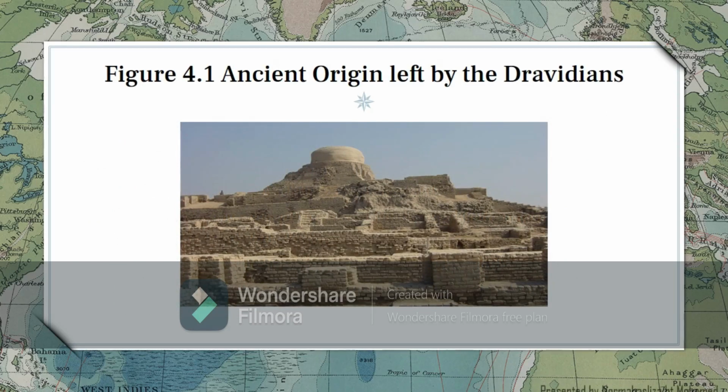This is the archaeological remains of the ancient city of Mohenjo-daro left by the Dravidians. They left ruins of cities and irrigation works, but their written heritage was only a small number of sites, which have not been translated.